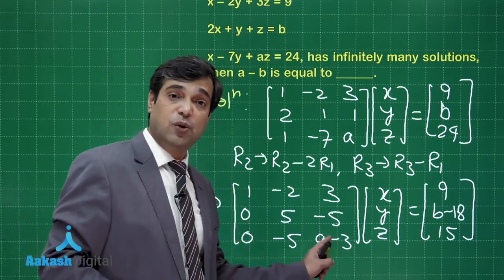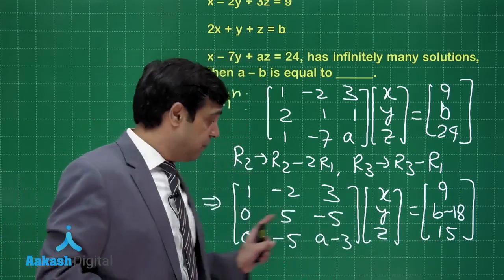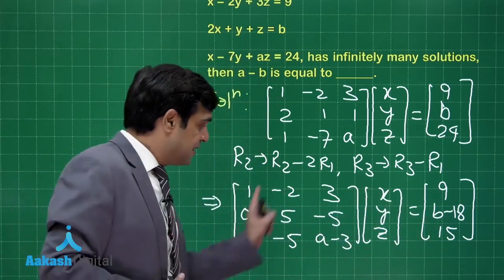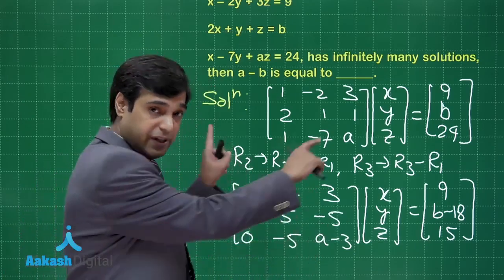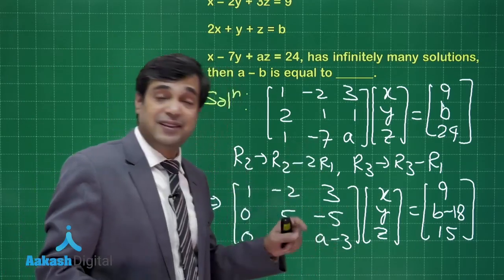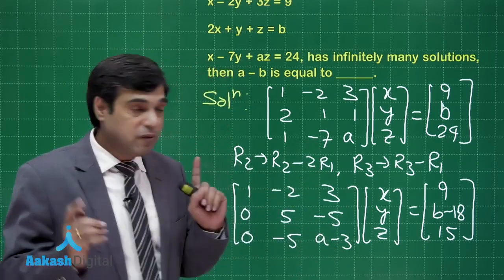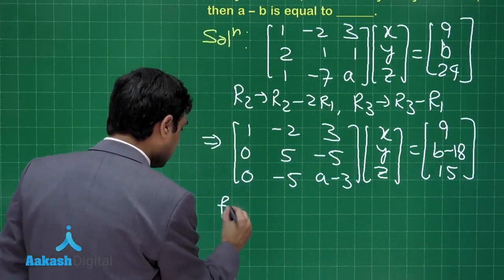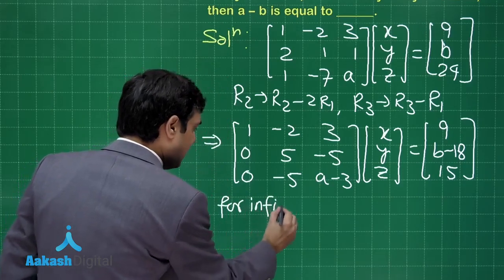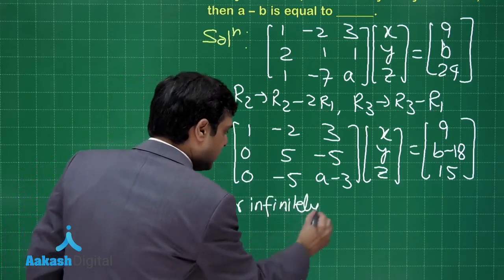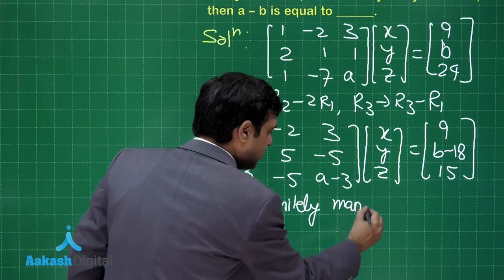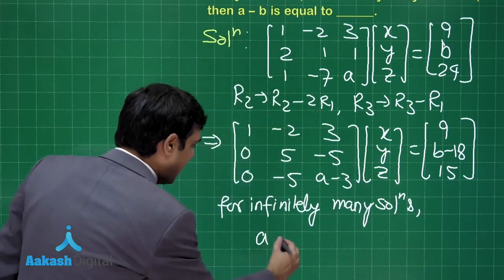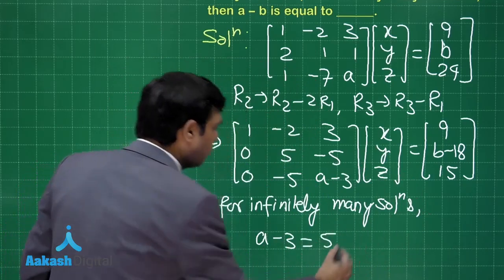One row should be 0 here as well as on the other side. If only this side is 0 and this one is not, there is no solution. If this entire determinant is non-zero, if we take the determinant, if it is non-zero, then a unique solution. We are looking for infinitely many solutions. So what is required over here? For infinitely many solutions, we need a minus 3 should be equal to 5.